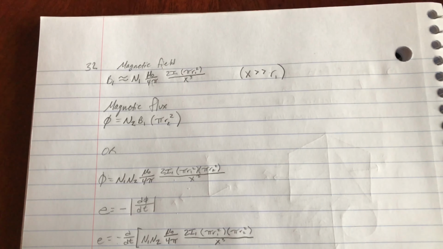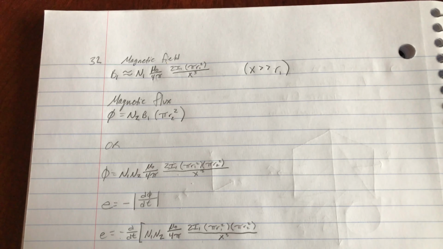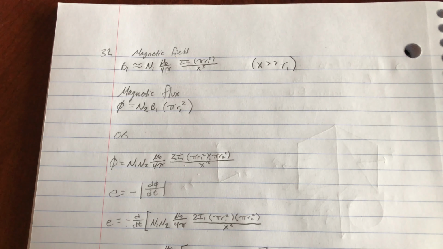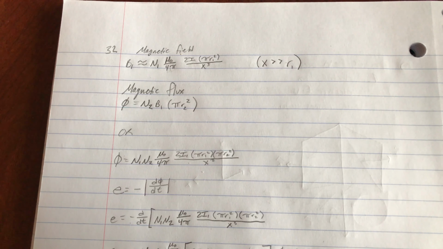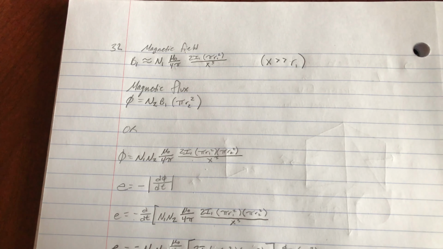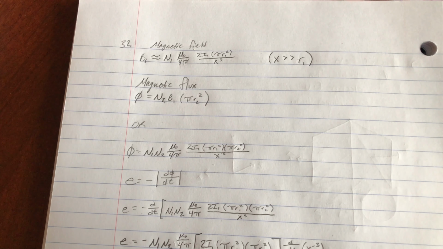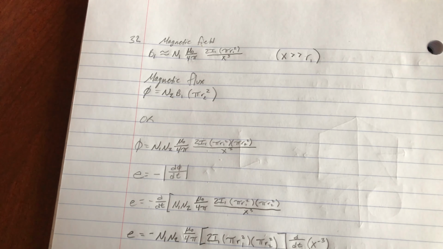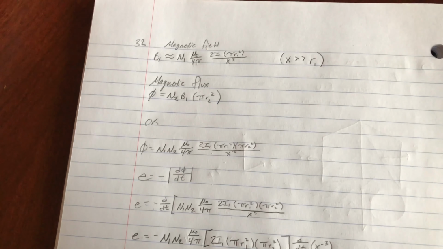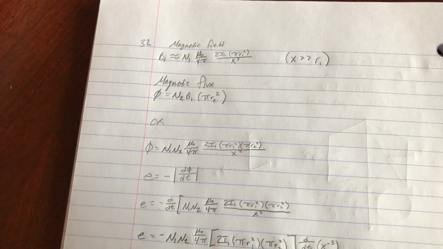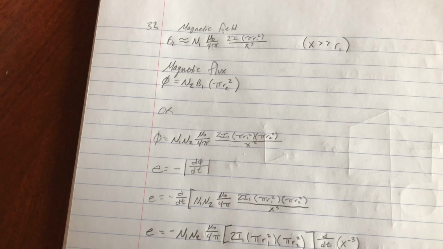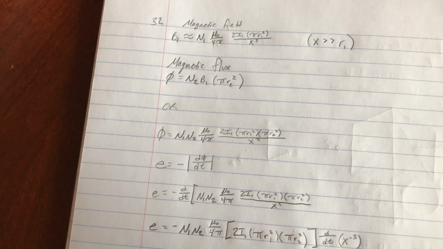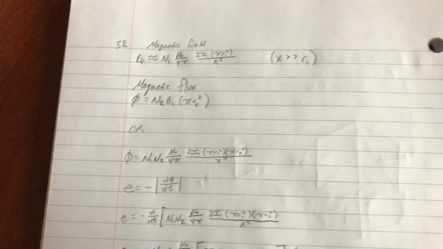The question says, a coil of N2 turns and radius R2 is placed at the origin, and a second coil of radius R1 with N1 turns carrying a current I1 is placed at a distance x from the first coil. Ultimately I would like to know the magnitude of the current in the first coil.